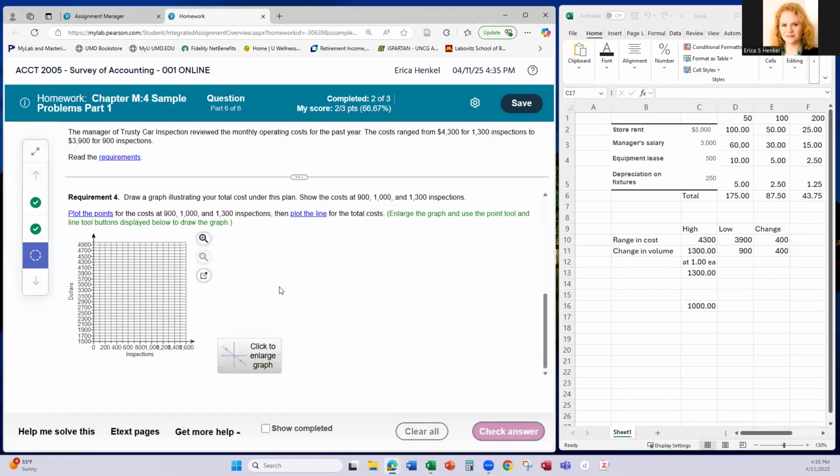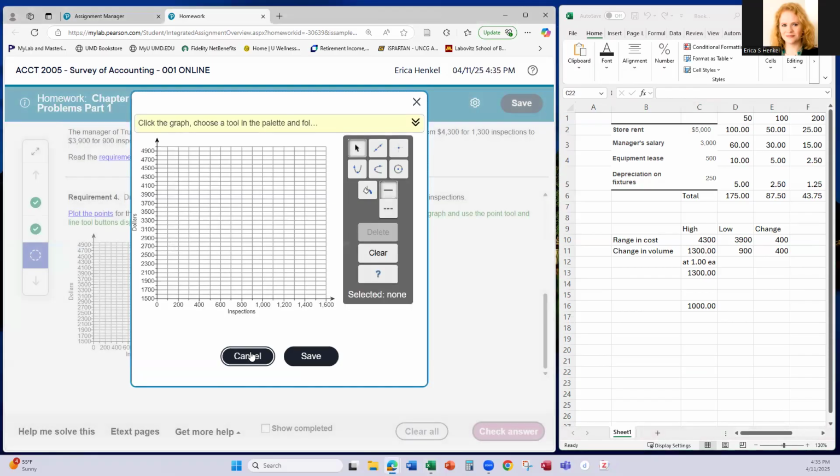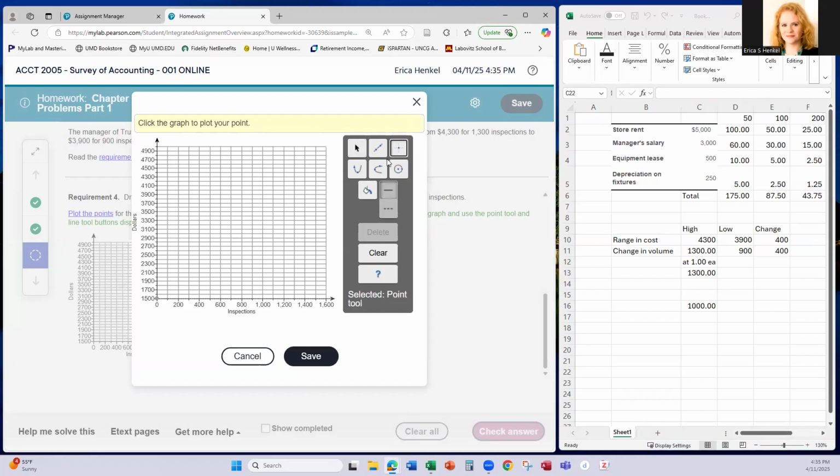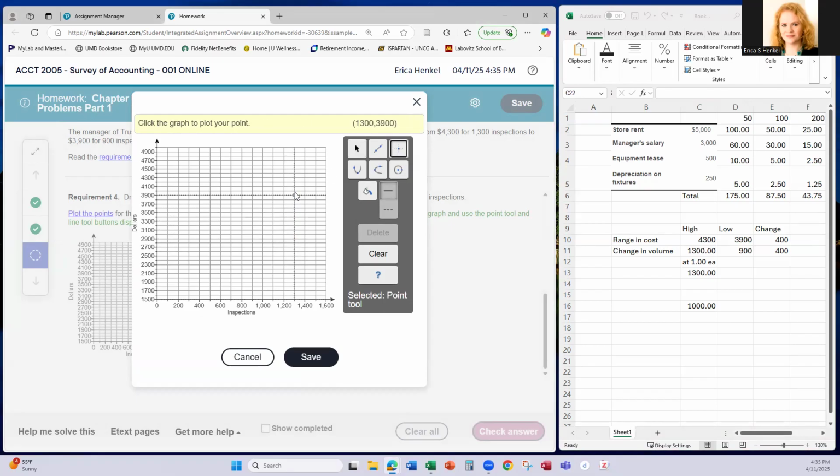All right, and then they ask us to make a graph here. We can plot this graph. We've got 3 points here: high, low, and the 1,000 inspections. I'm going to click this so we can enlarge it. At $4,300, we did 1,300 inspections. So I'm going to look for my 1,300 spot there, and I'm going to plot a point. There's the point tool, so 1,300 and 4,300. And if you look to the upper right, you'll see that it's telling me exactly what point we're at. So I've got that one.